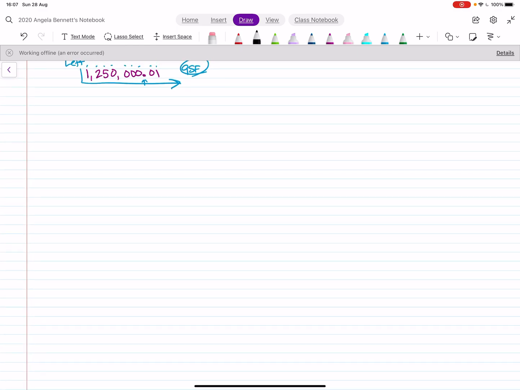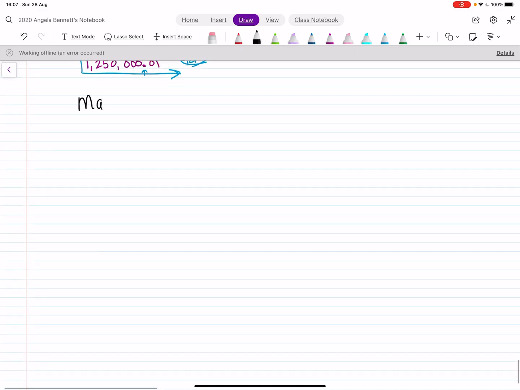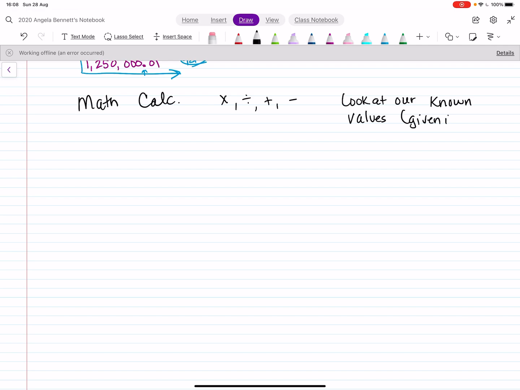When you are doing a math problem, which we do quite a bit of in chemistry, or some type of calculation, it's going to be multiply, divide, add, and subtract. Those are the four functions that I'm talking about. Whenever we do any kind of math, we are going to look at our known values, and this is what is given to you in a problem. You don't have to guess. It's given to you in the problem. There's nothing for you to figure out.